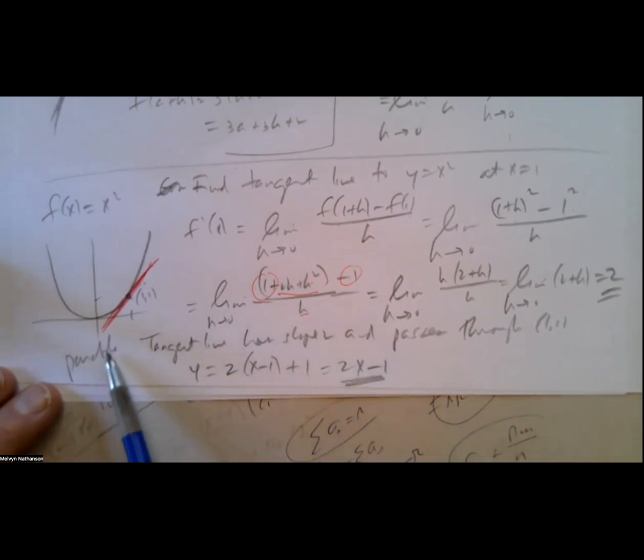So y equals 2x minus 1 is the equation of the tangent line.